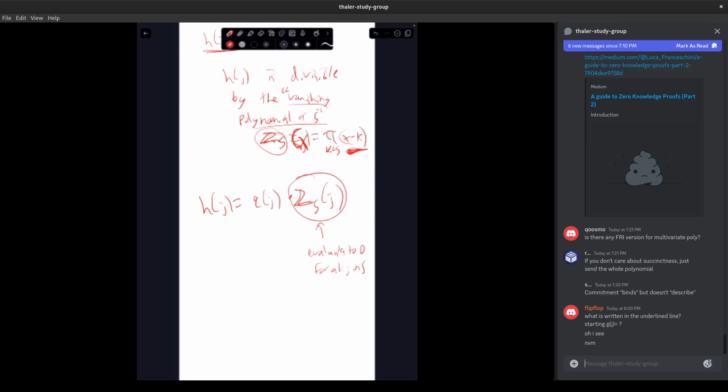Okay, but the reverse implication is also true, which is if H of J equals 0 for all J in S, then there is some polynomial Q of degree at most n squared, maybe n squared minus size of S, which is something like n, that you can stick in here. This is called the quotient polynomial when you divide H by the vanishing polynomial. This is the key fact that underlies all univariate polynomial-based polynomial IOPs, including Marlin, Plonk, and Starks, and even Groth16.